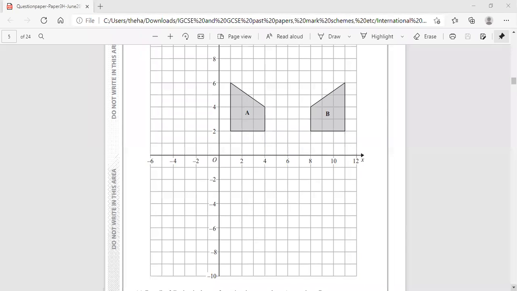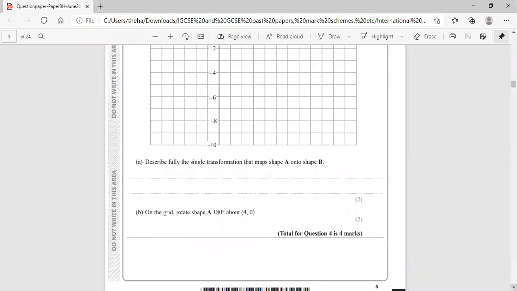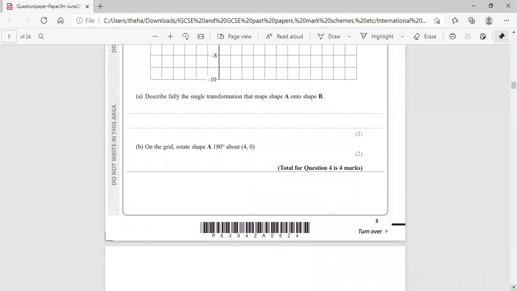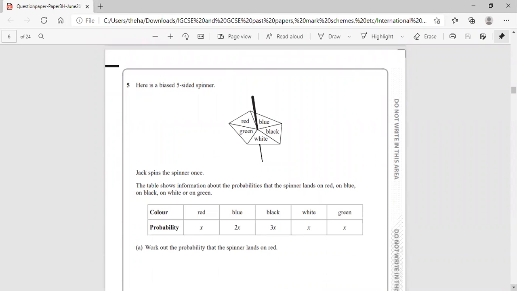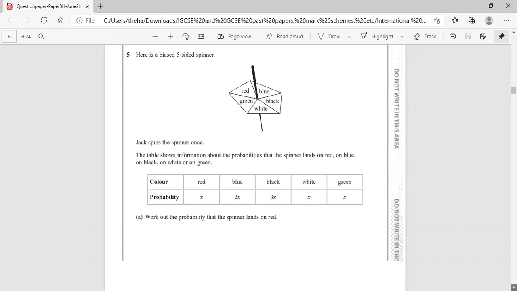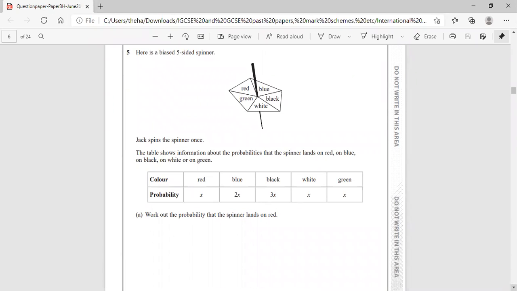Okay, so let's move on now from the graph question. So that's 4 more marks. So here is a biased 5-sided spinner. Jack spins the spinner once. The table shows the information about the probabilities that the spinner lands on red, on blue, on black, on white, or on green. Work out the probability that the spinner lands on red.